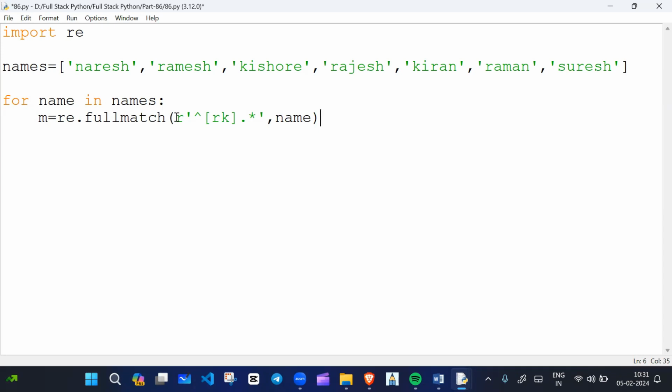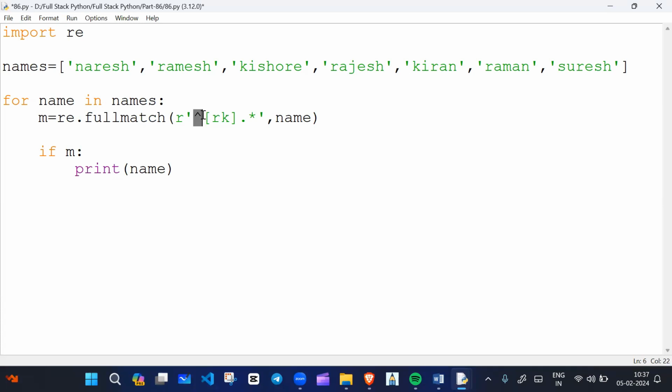And then what will I do? I will say if m, means if it is true, print name. Right, print name. After coming out from the loop, no need to write anything. Okay, so let's understand this code. What's the meaning of this code?